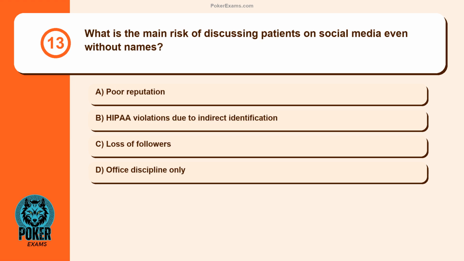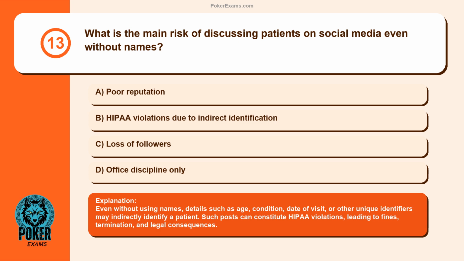Question 13. What is the main risk of discussing patients on social media even without names? Poor reputation, HIPAA violations due to indirect identification, loss of followers, office discipline only. Even without using names, details such as age, condition, date of visit, or other unique identifiers may indirectly identify a patient. Such posts can constitute HIPAA violations, leading to fines, termination, and legal consequences.